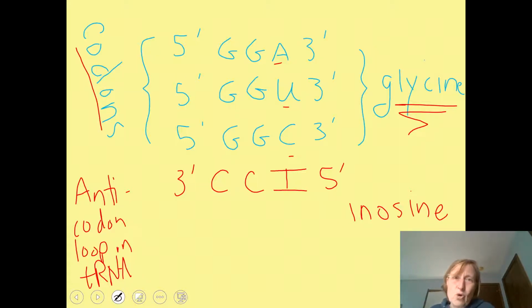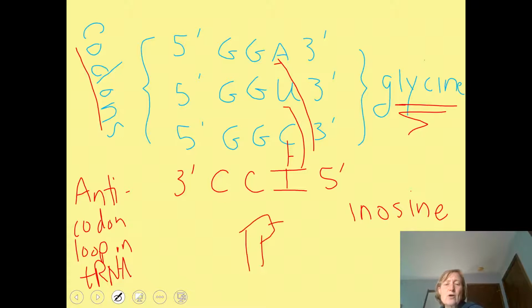I know, I've never seen it before is what I always say. That's not fair. We didn't even know this existed. Apparently, inosine can pair with C, it can pair with U, it can pair with A. It can recognize all three of these codons. This one tRNA molecule can recognize all three of these codons because it has inosine as part of its anticodon loop. Tricky, huh? And this would code for glycine.